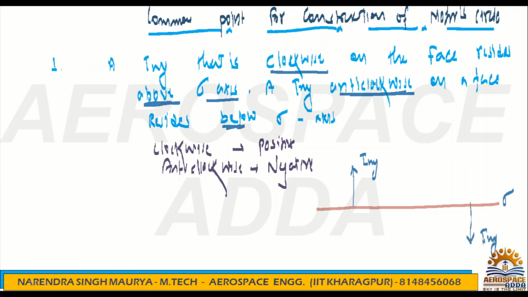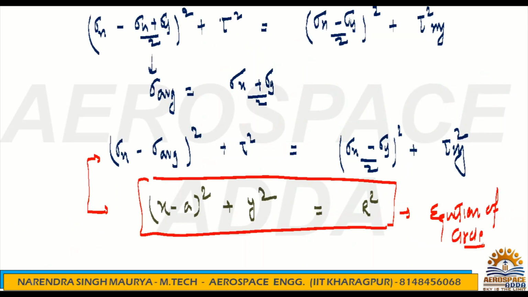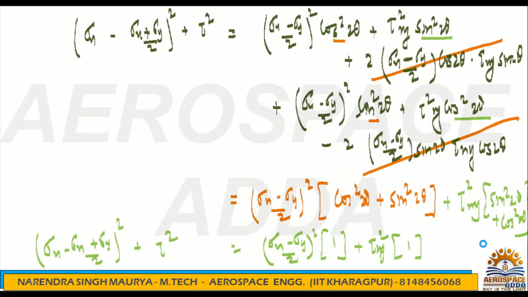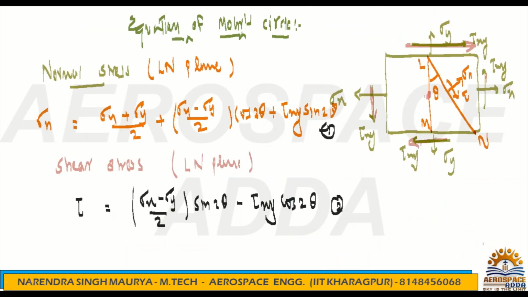I have shown you which one is the clockwise, which one is the anti-clockwise. If you check the stress system here, this tau xy is the clockwise. Okay, this will be the anti-clockwise. Similarly, this will be clockwise, and this will be anti-clockwise. So two stress systems we have, one is clockwise, another is anti-clockwise.